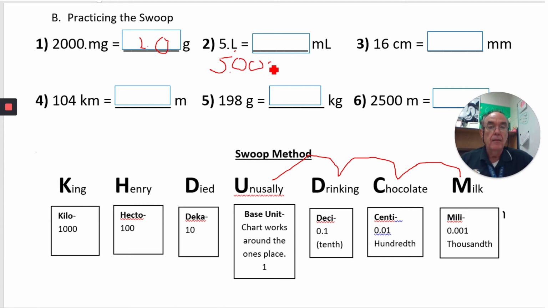And I'm going to swoop. This is where the decimal is starting. I'm going to go 1, 2, 3. So I find my starting point, and I swoop the decimal the same number of places as I counted down here. So my answer would be 5,000 milliliters.